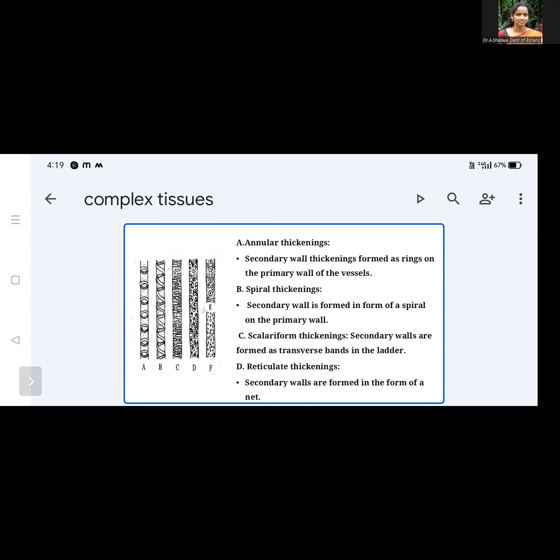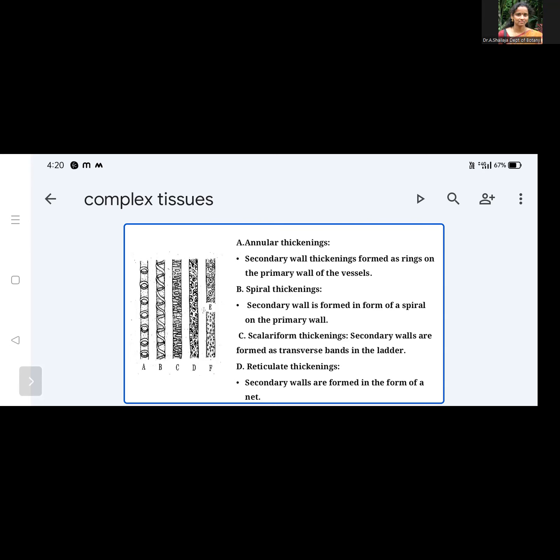And after that, third one is the scalariform thickenings. Secondary walls are formed as transverse bars in the ladder. That ladder type, you have to see in the picture C. You observe that secondary walls are formed as transverse bars. We can observe that transverse bars between the secondary wall. So that is the scalariform thickenings.